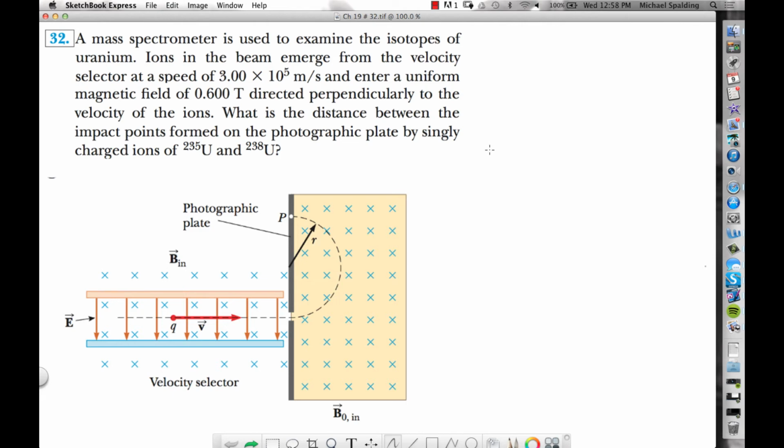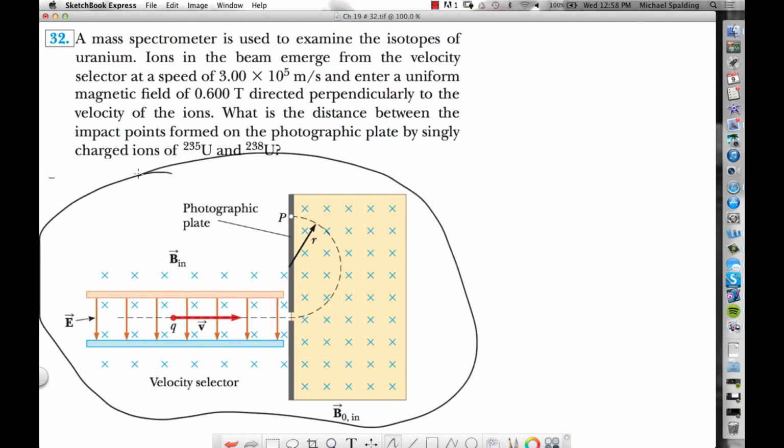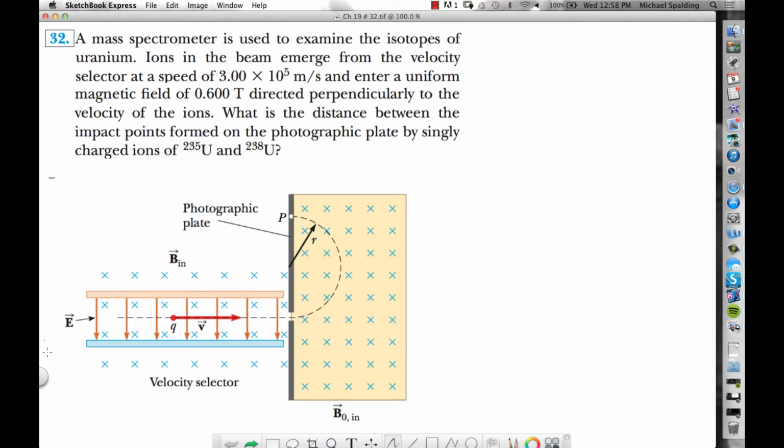All right, so number 32, we have a mass spectrometer, which is this whole thing together. The first part of the mass spectrometer is the velocity selector, where you have an electric field and a magnetic field together. The idea in the velocity selector is if you look at the charge as it's passing through, so if the charge were positive, this top plate here is plus, bottom plate is minus, so the force of the electric field is down.